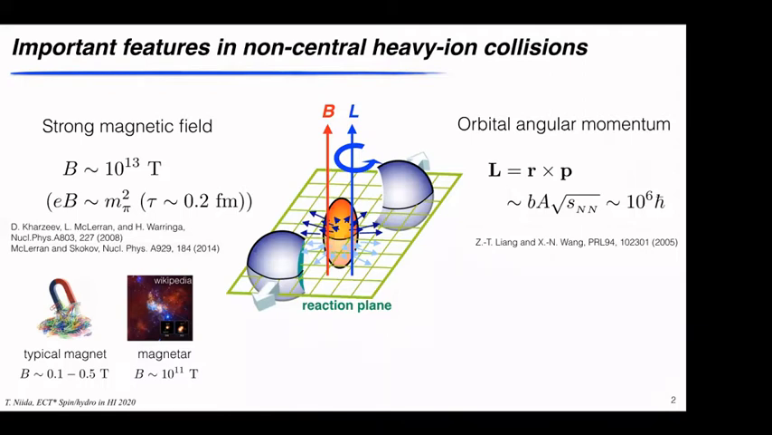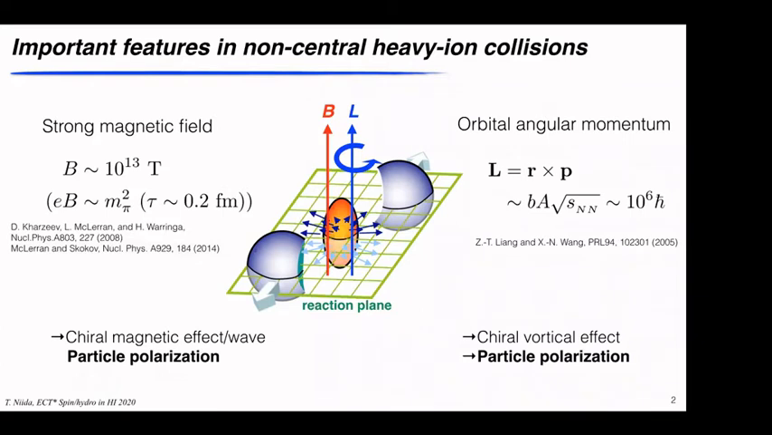If we compare to, for example, a typical magnet or even a magnetar, which is a strong magnetic field of a neutron star in the universe, still our magnetic field is much higher than those values. And the orbital angular momentum is about 10^6 ħ, which is also very large. These two features lead to the so-called chiral phenomena and the spin polarization.